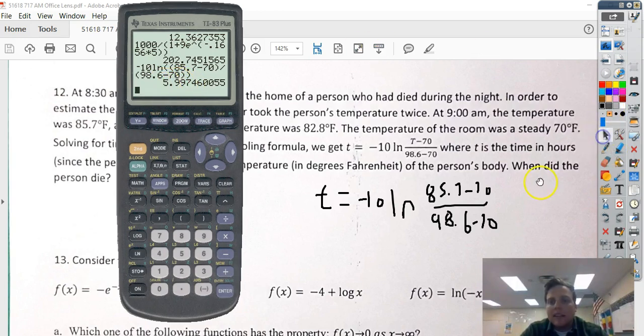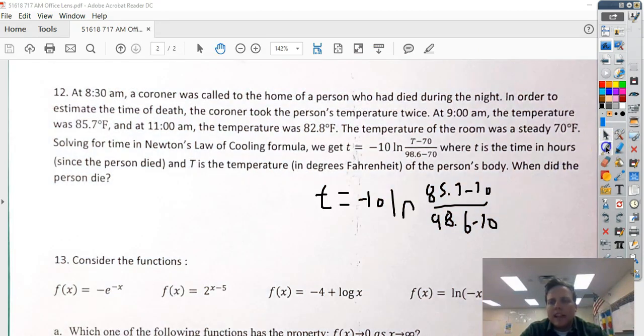Now, when did I take this temperature of 85.7? Well, I took this temperature of 85.7 at 9 a.m. Okay? So when did the person die? Well, 6 hours prior to 9 a.m., which would be 3 a.m. So he died at 3 a.m.